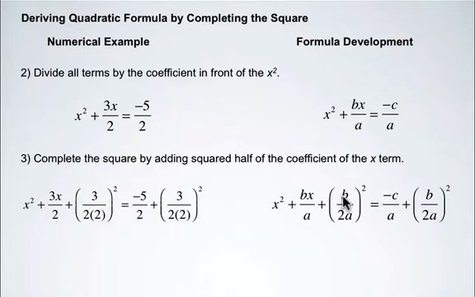Here's what it looks like with the letters. So we take b over a and divide it by 2, or multiply it by 1/2. That's what we have here. And we square it. Since we've added it to the left side, we must add it to the right side in order to make sure that the expression remains equal on both sides.